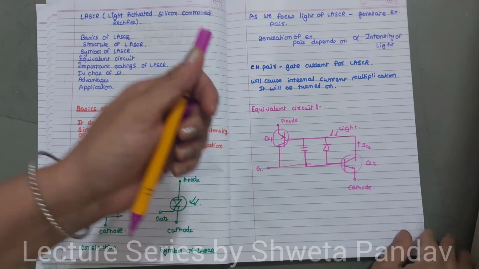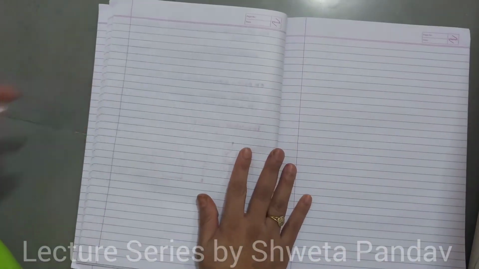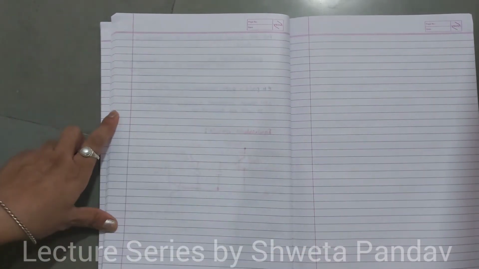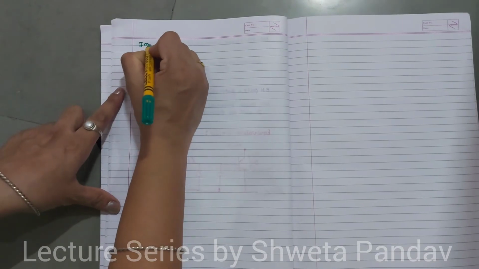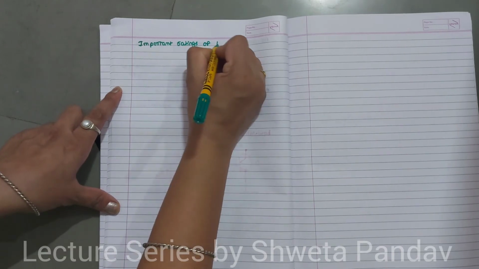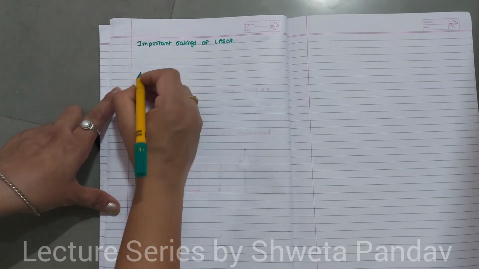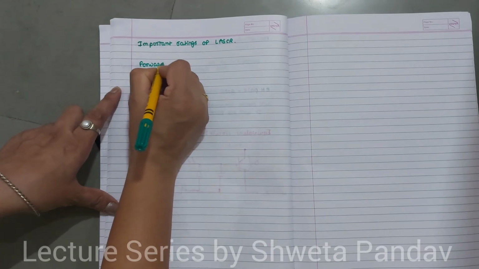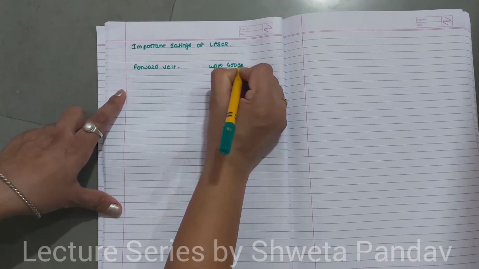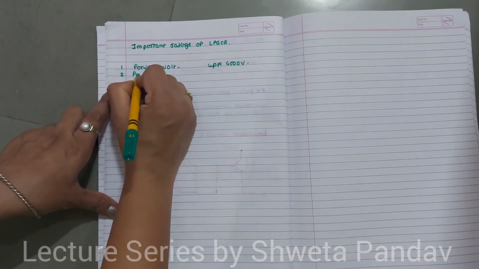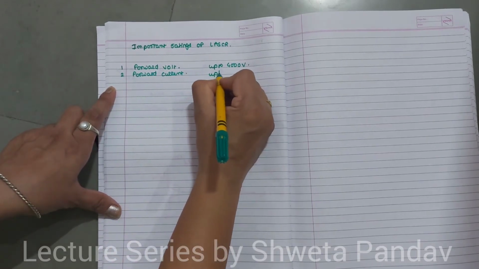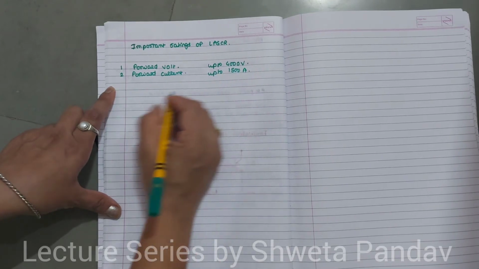Now let us see the important ratings of LASCR. First one is forward voltage. Its range is up to 4000 volt. Second point is forward current. The forward current range for LASCR is up to 1500 ampere.